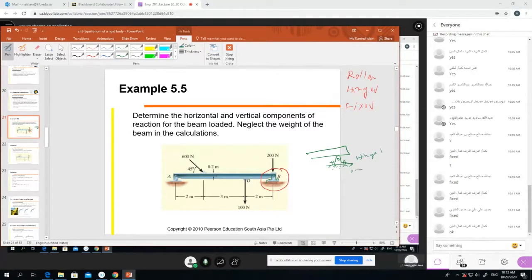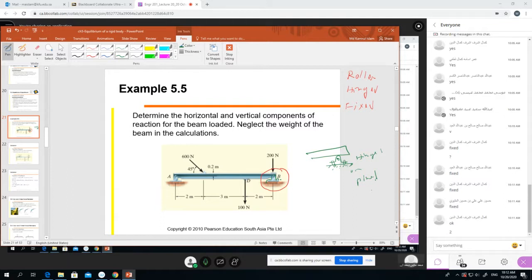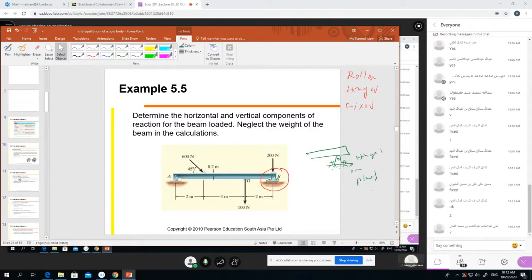Hinge or hinge support. So how many reactions will be here? Tell me. This is hinge support, and tell me how many reactions will be there. Two reactions. Okay, fine. Thank you. Good. At first you said it is fixed, because you didn't understand. Anyway, no problem, I correct you.